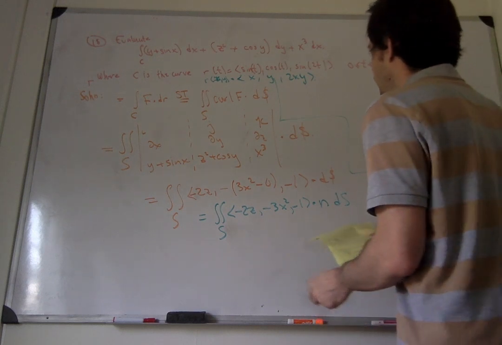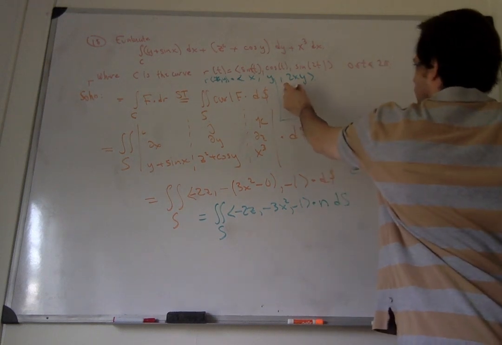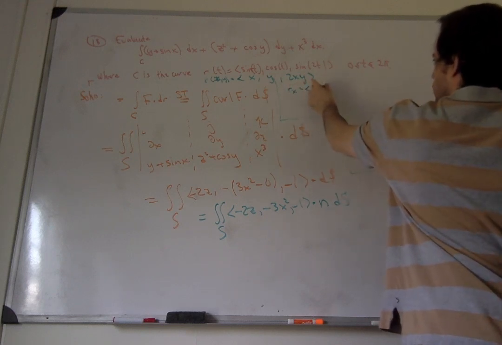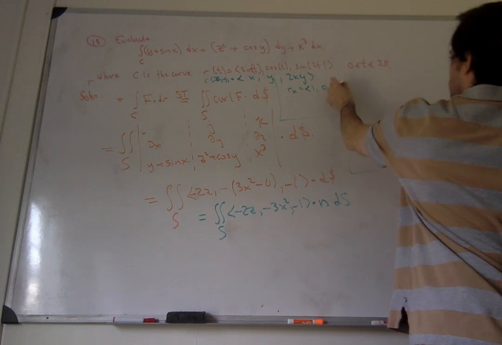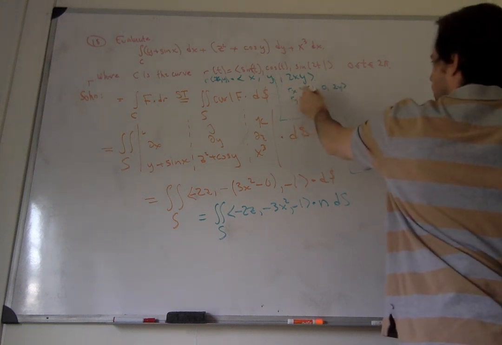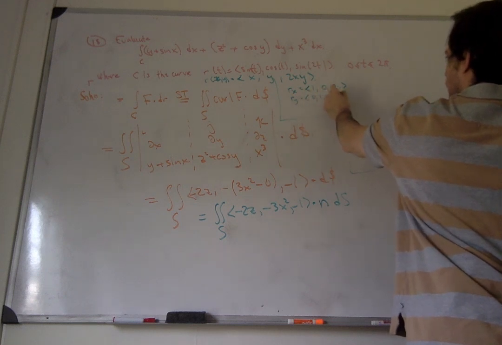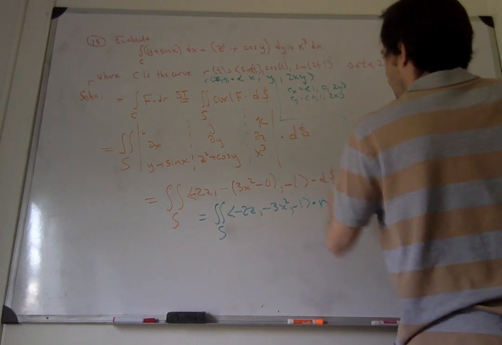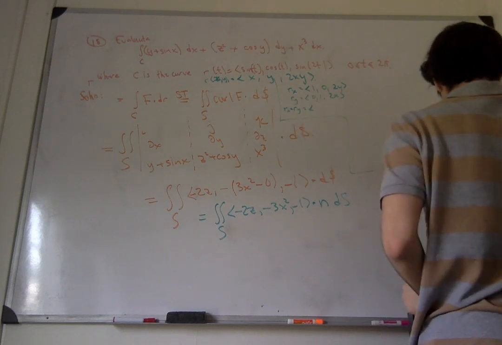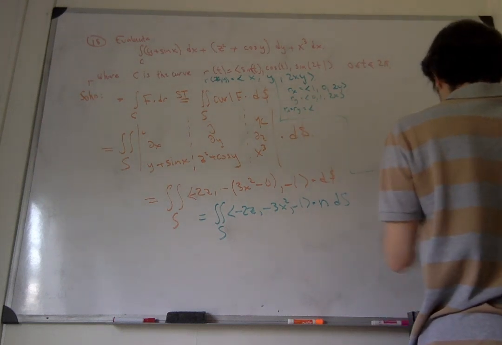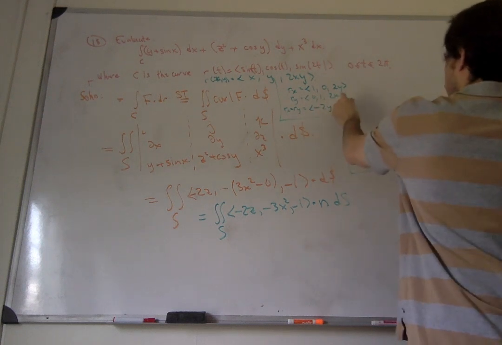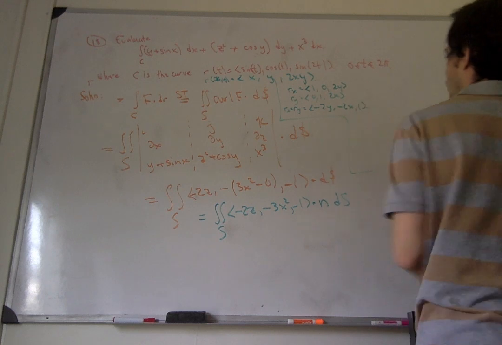Okay, well, once I compute r_x, this is going to be 1, 0, 2y. r_y is 0, 1, and 2x. And so r_x cross r_y is going to be negative 2y, negative 2x, and 1.